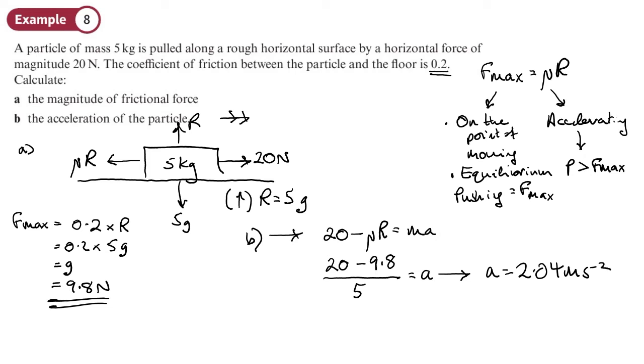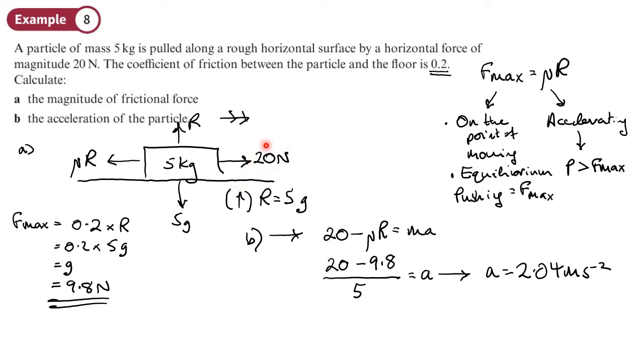So there we go. Now, just to highlight something, if this pushing force of 20 was only 9.8 newtons, this object, this particle, would just be on the point of moving. Just on the point where it's about to move. It wouldn't actually be moving yet. It's just on the verge of it.